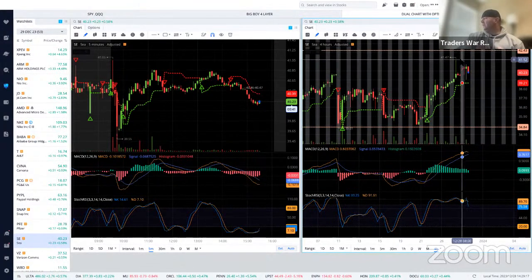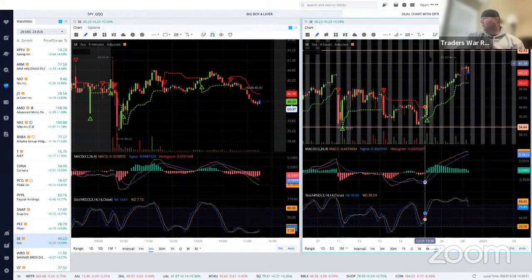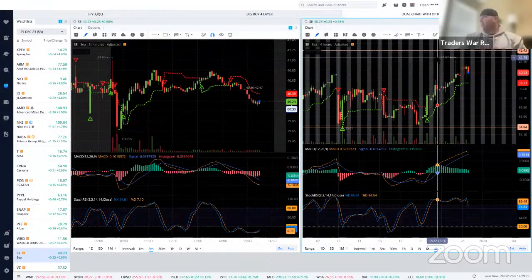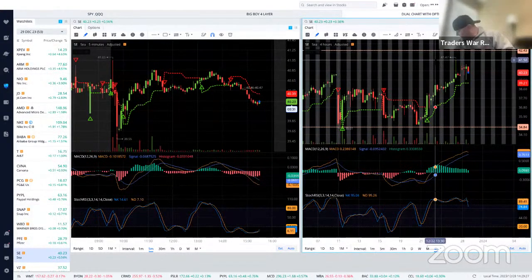We're in between some fib lines here, which we always are. Cool. So we're looking for the break towards this line here. We went a little out of the money, but we bought time. We bought time with it.